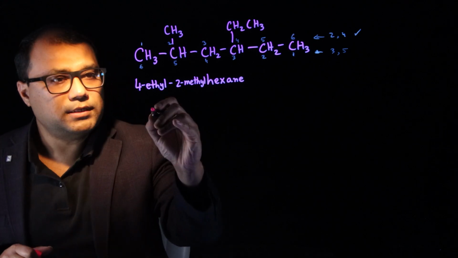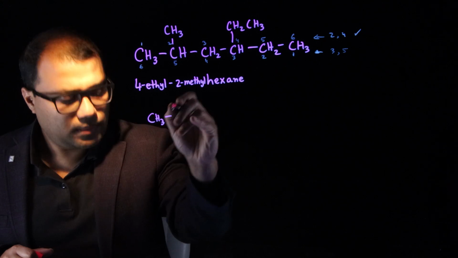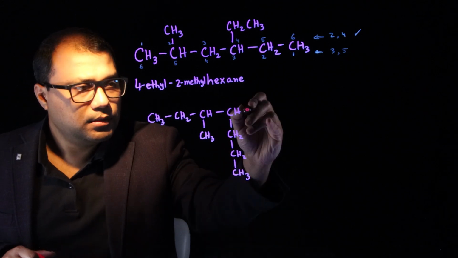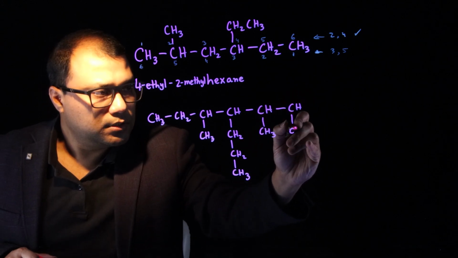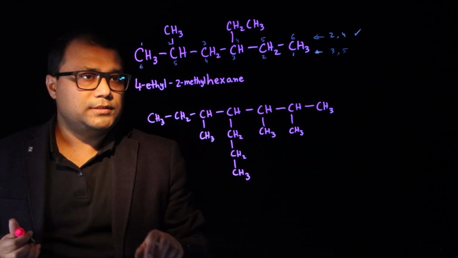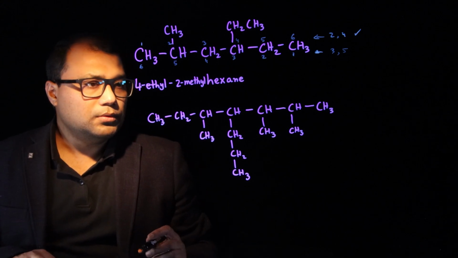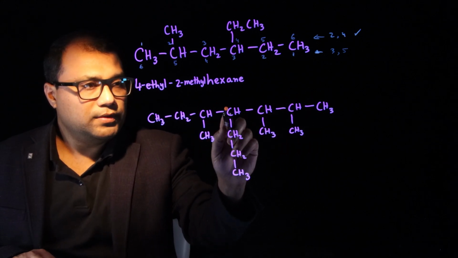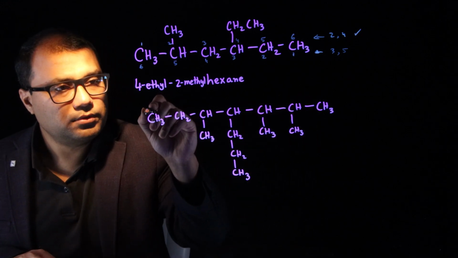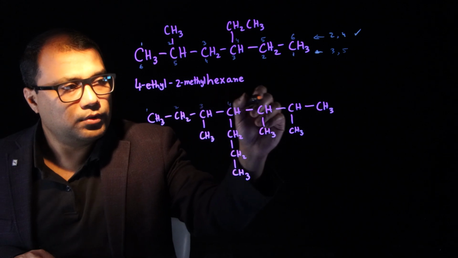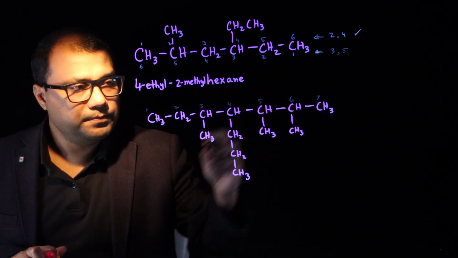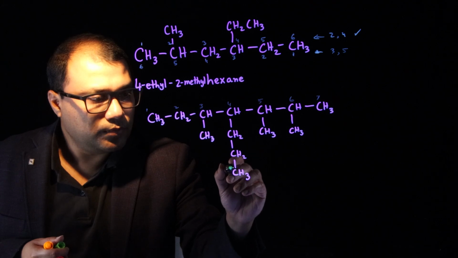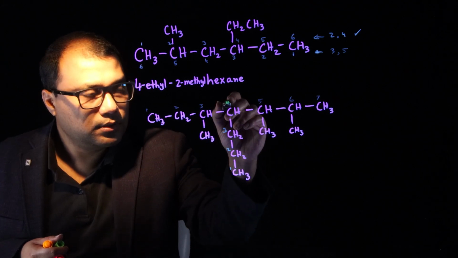Okay, next example, let's look at CH2, we have a methyl group here, then we have another CH, we have an ethyl, let's say a propyl group here, CH3, then we have another methyl group here, then we have another methyl group here, and CH3. Okay, let's try to name this one. So the longest chain: 1, 2, 3, 4, 5, 6, 7. Also this way: 1, 2, 3, 4, 5, 6, 7. So let's write those down.